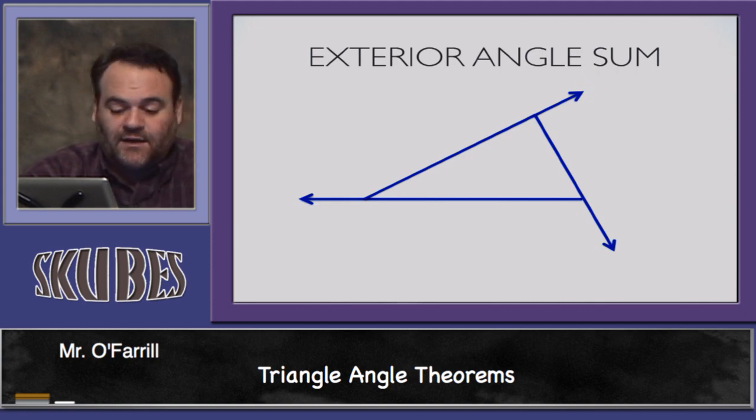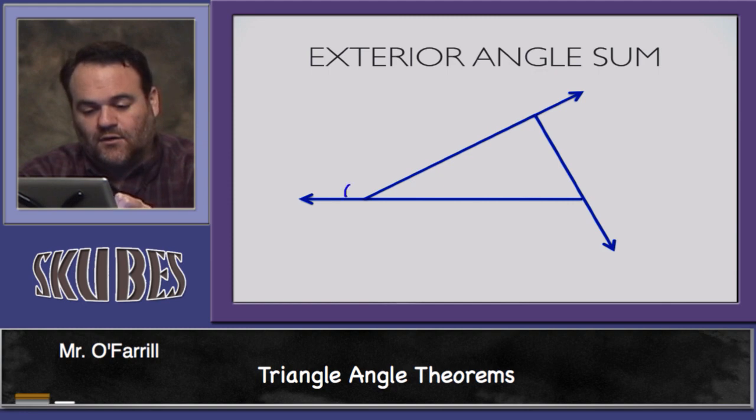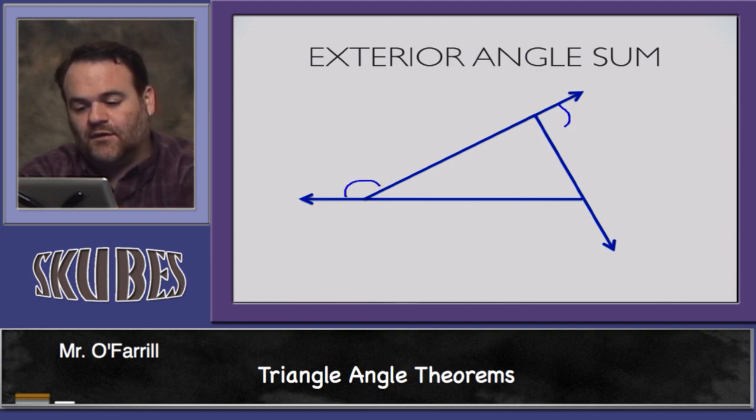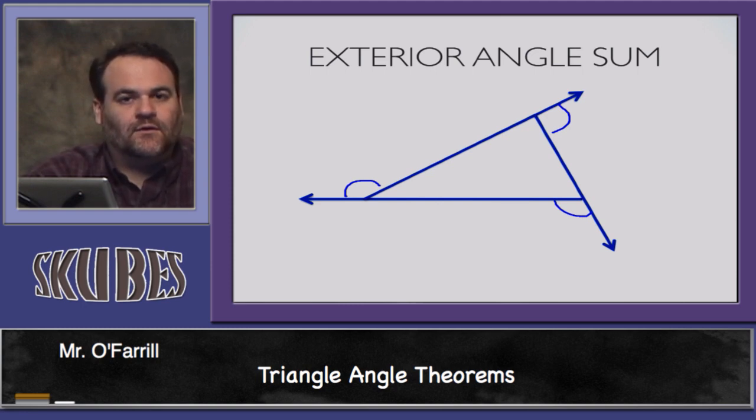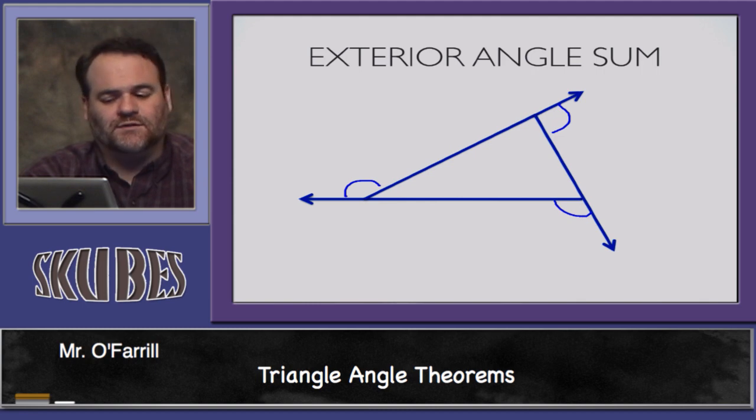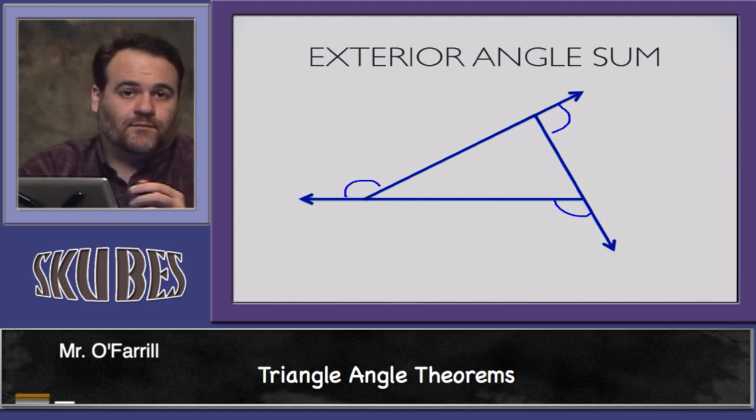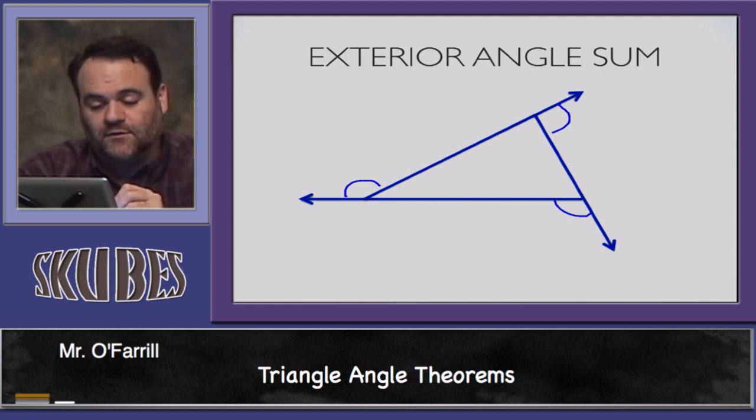The exterior angles are the acute angles, all tracing around in a single direction. And the sum of those angles is always going to be 360 degrees. Excuse me, I called those acute. They're obtuse in this case. They can be either, really, depending on the triangle.